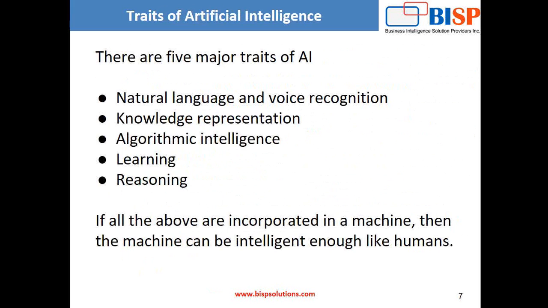So if I have to build a machine capable of AI, it has to have the 5 traits, namely natural language recognition and understanding, knowledge representation, algorithmic intelligence, learning, and reasoning.